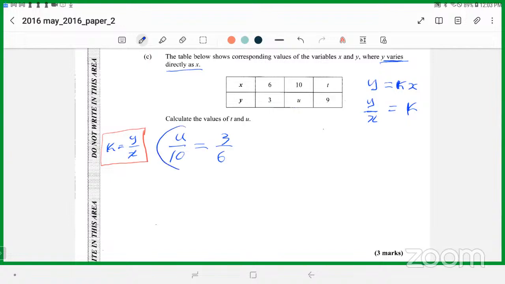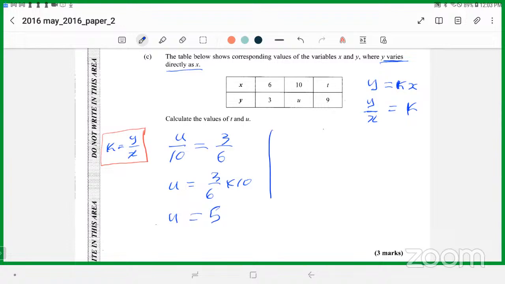So from this one, we make u the subject. Well, this becomes a half, really. We'll make u the subject by multiplying up the 10. So you see that the u becomes 3 over 6 times 10. The u equals 5, because that's a half. Half of 10 is 5.